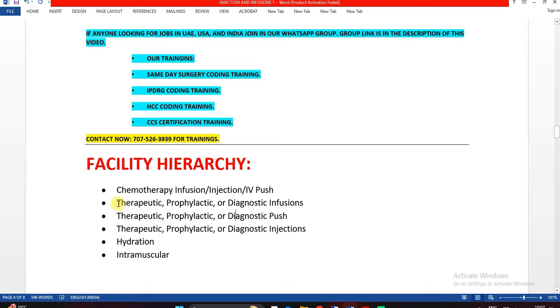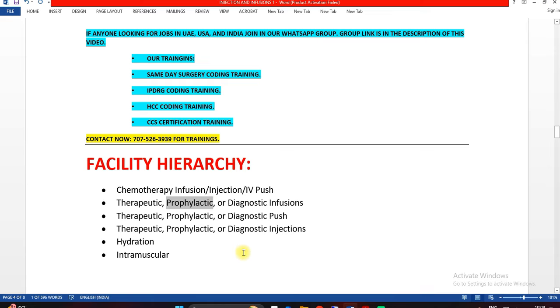Next, therapeutic, prophylactic or diagnostic infusions. Next, therapeutic, prophylactic or diagnostic IV pushes. Next, therapeutic, prophylactic or diagnostic injections. Next, hydration. Next, intramuscular. Now you might have a doubt: what is prophylactic here?